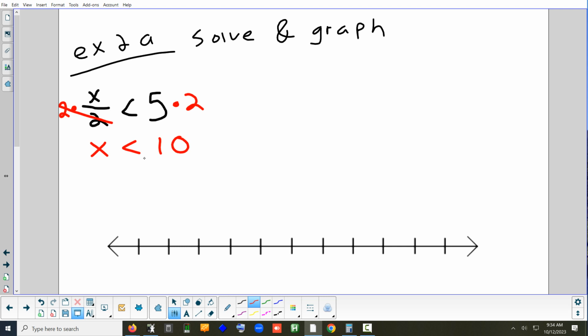If the letter was on the wrong side, then we can fix it. That's a whole other reason for flipping it that has nothing to do with what we learned today. That's just fixing it so the letter's on the left. But in this case, we multiply by a positive, and we're good.